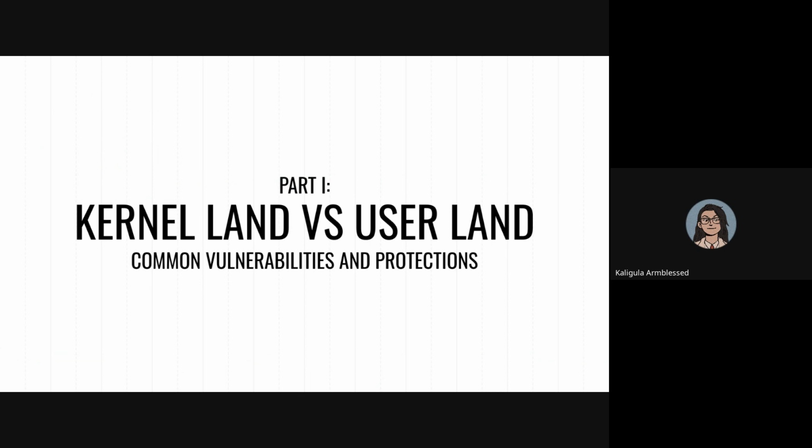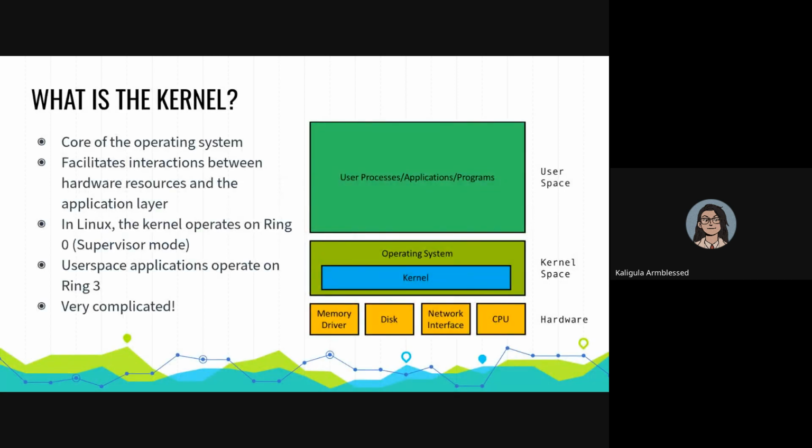Nice. Okay. So first, we're going to be talking about kernel land versus user land and what the common vulnerabilities and protections are. So firstly, what is the kernel? The kernel is basically the core of the operating system, and it facilitates interactions between hardware resources and the application layer. So in Linux, the kernel operates on ring 0, which is supervisor mode, and user space operates on ring 3.